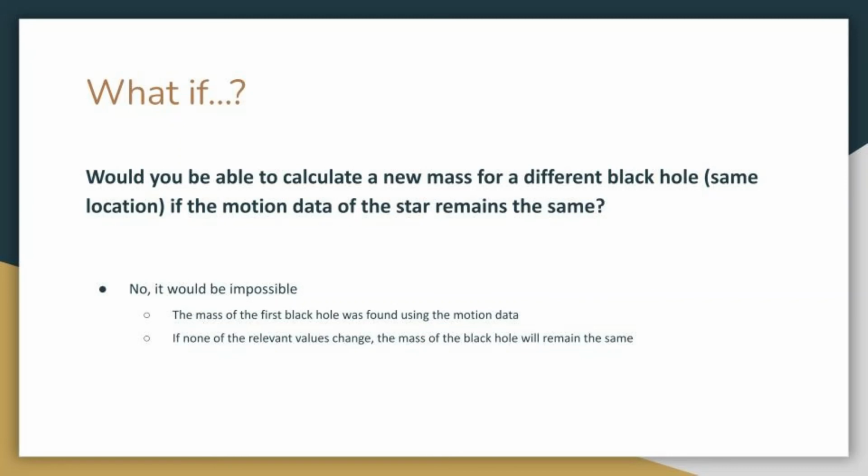Lastly, we need to address the idea of replacing the black hole with a different one in the same location. We are given that the motion data for the star remains the same and asked if it would be possible to find a different value for the mass of the black hole. The answer to this question is no. If none of the values used in this lab to determine the mass changed, then it would be impossible to calculate a different mass for the black hole.